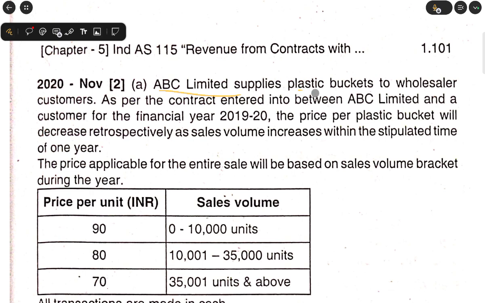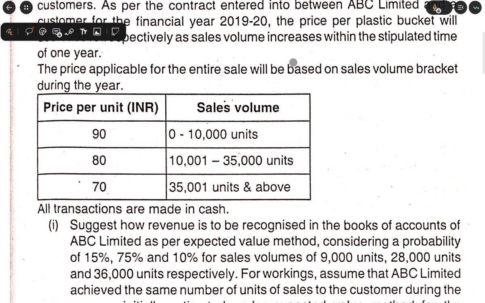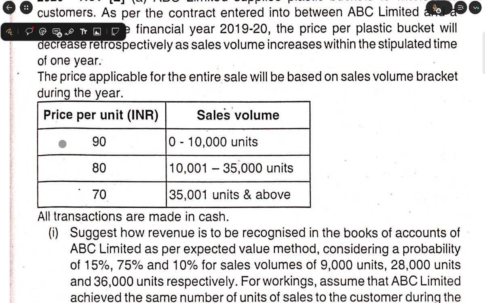ABC Limited supplies plastic buckets to wholesale consumers. As per the contract entered into between ABC Limited and the consumer for the financial year 19-20, the price of the plastic bucket will be decreased retrospectively as the sale value increases within the stipulated time. The price applicable for the entire sale is based on the volume bracket: 90 for 1 to 10,000, 80 for 10,001 to 35,000, and 70 for 35,001 and above.